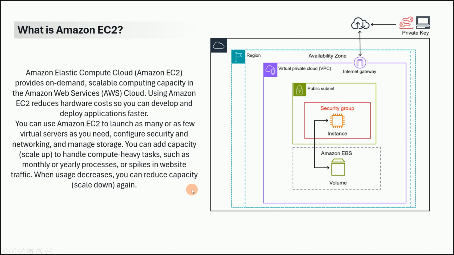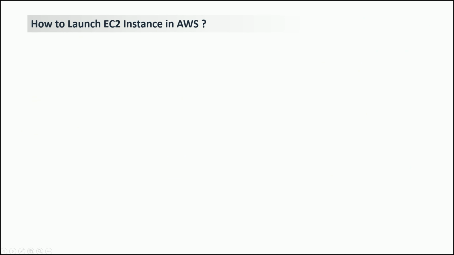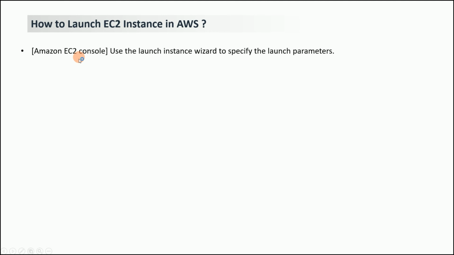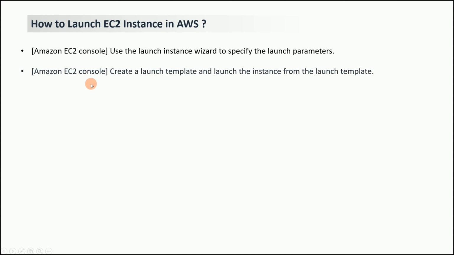So now, how to launch EC2 instance in AWS? So basically, there are multiple ways for launching EC2 instance in AWS. First one is from Amazon EC2 console. Use the launch instance wizard to specify the launch parameter. I will show you that from the AWS console itself. Then again from Amazon EC2 console, create a launch template and launch the instance from the launch template.